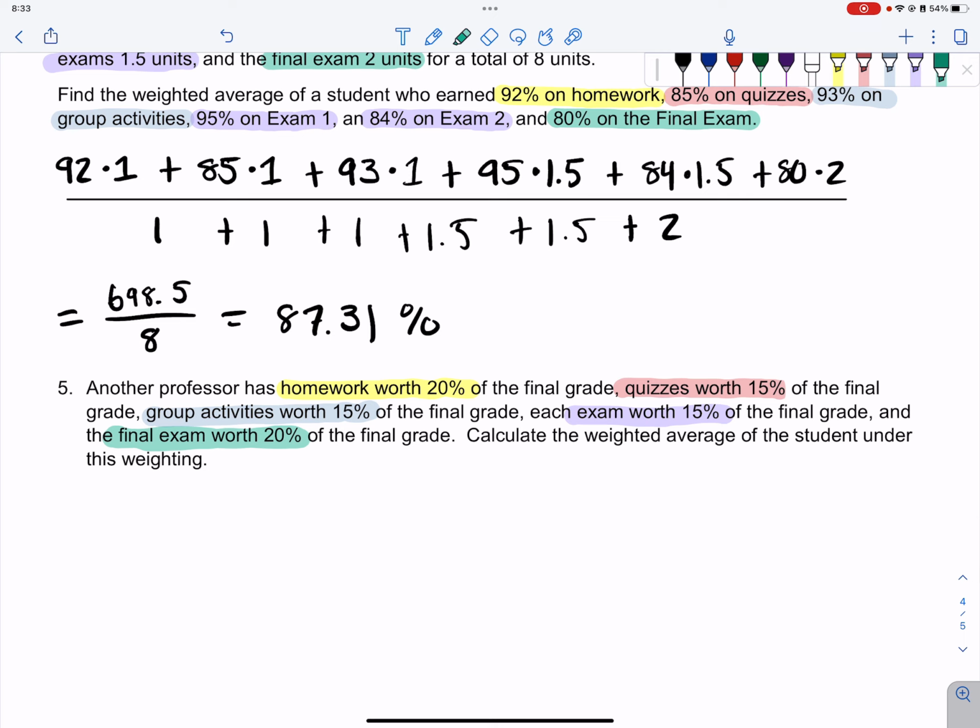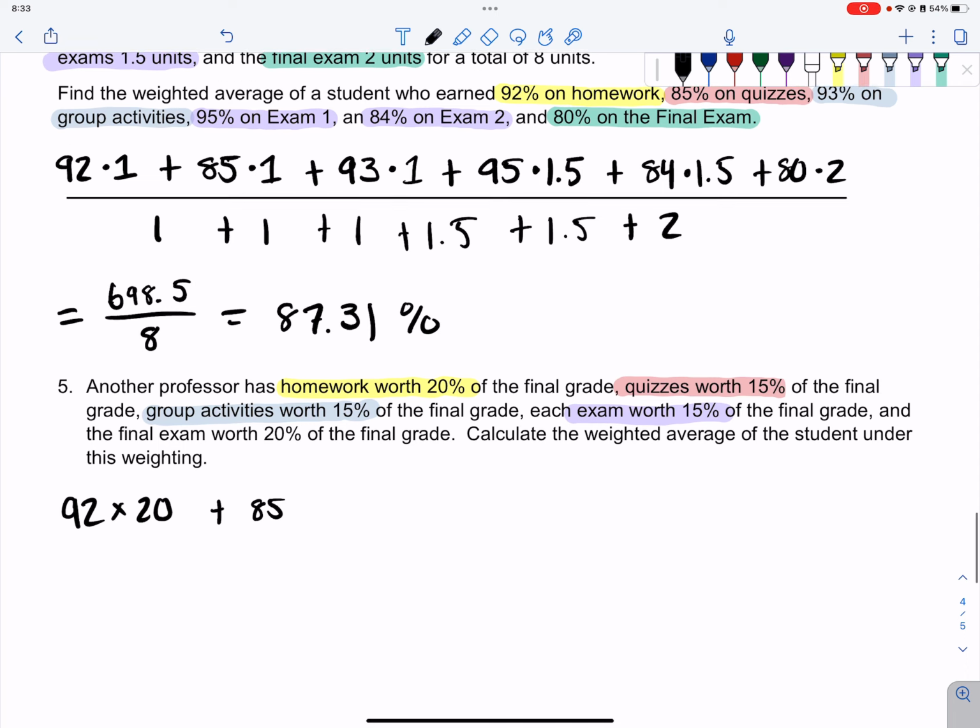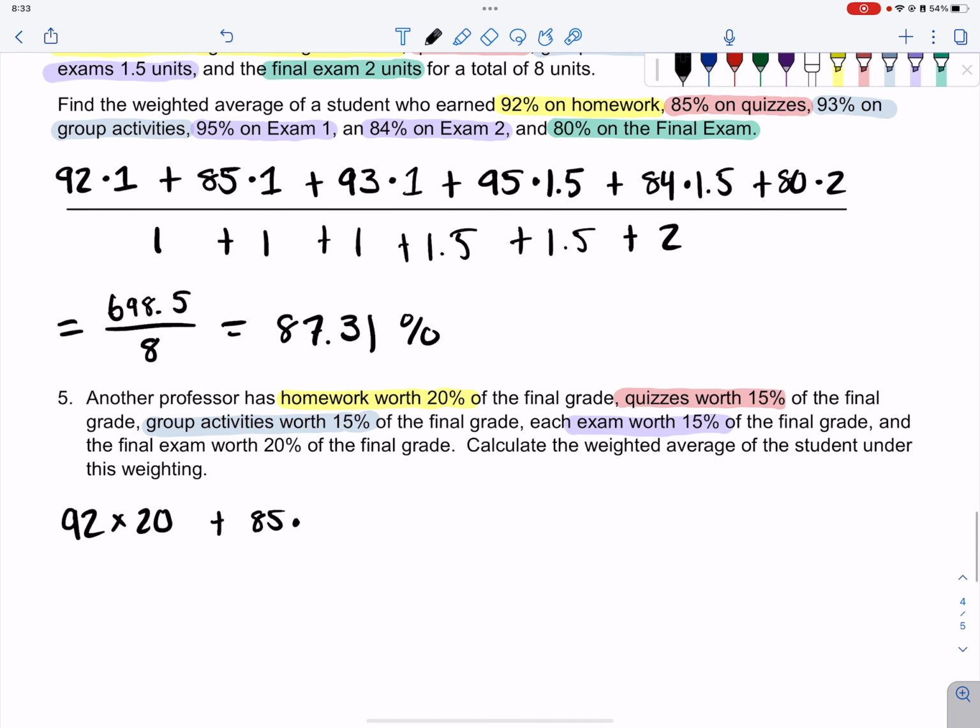So using the same grades of the student up above, when they got a 92% on homework, well, homework is worth 20%, so I'm just going to multiply that by 20. And then they got an 85 on quizzes, so 85, and we're just going to multiply that by 15, because quizzes are worth 15%. And then they had a 93 on the group activities, so that's going to get multiplied by 15 as well.